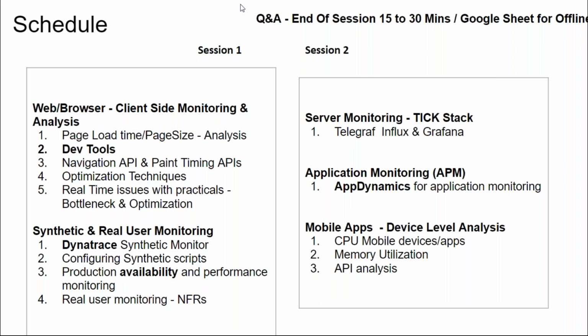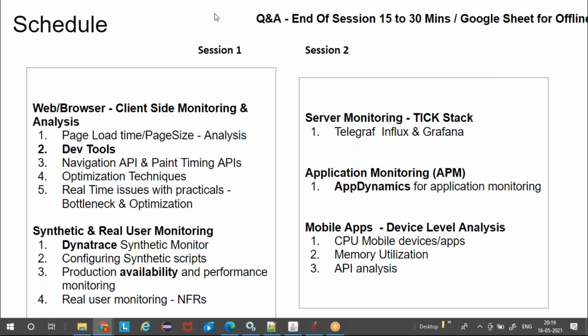How do I approach client side profiling? There are tools available from the W3C, the World Wide Web Consortium. They have made sure that every browser implements some important APIs so that users can validate the performance. Those are the navigation API, resource timing API, and paint timing APIs, available from Chrome itself. We will look into how to test, validate, analyze, and then provide recommendations.